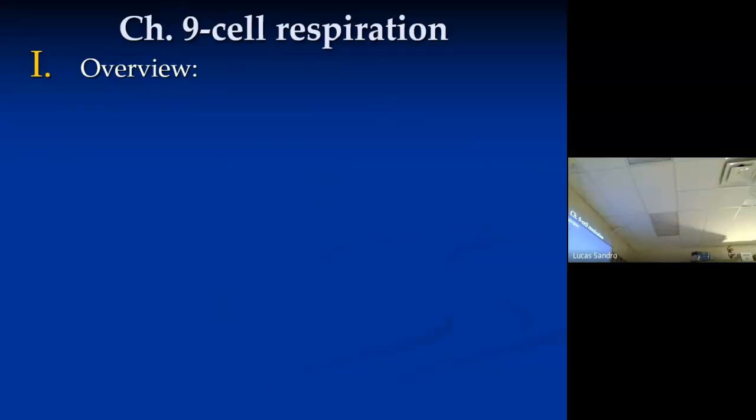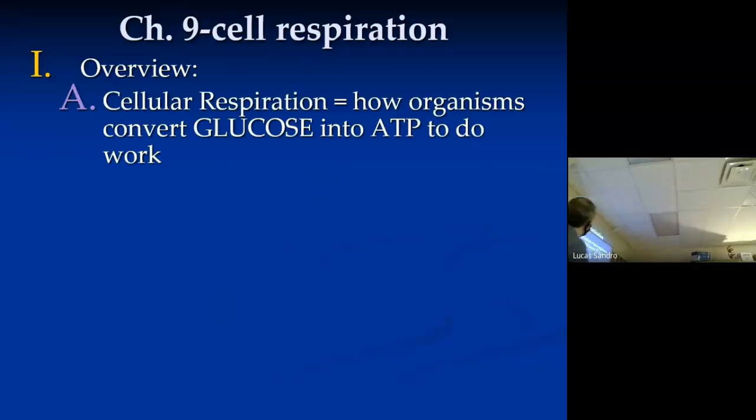Cell respiration, chapter 9. It's how we take glucose, which we get from digesting our food all the way down to the simplest sugars. It's how we take that glucose and convert it into energy we can use.